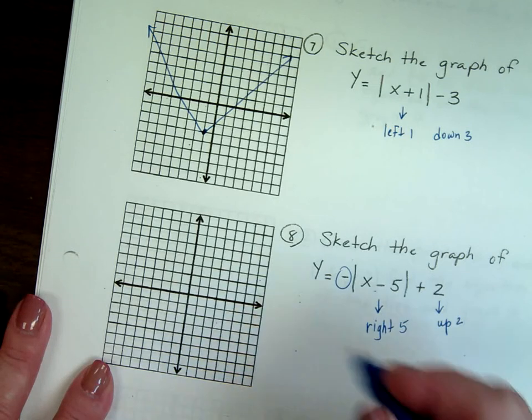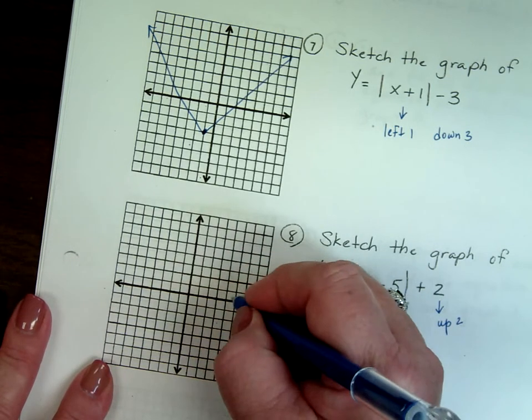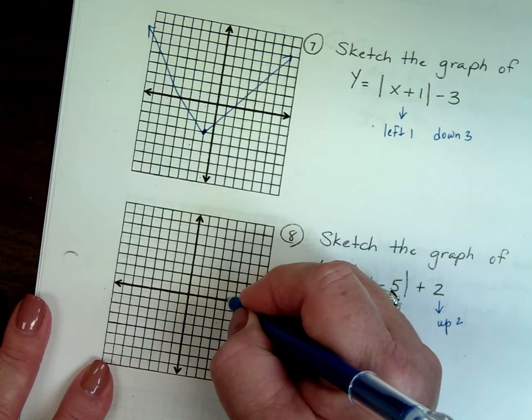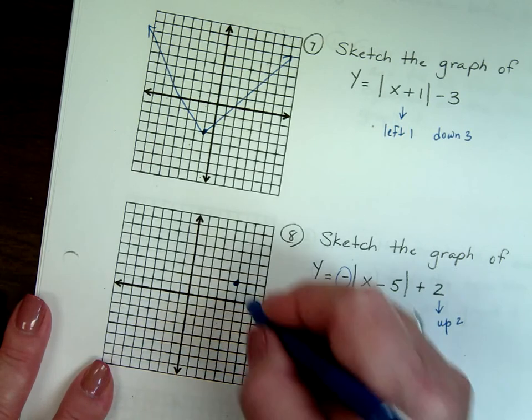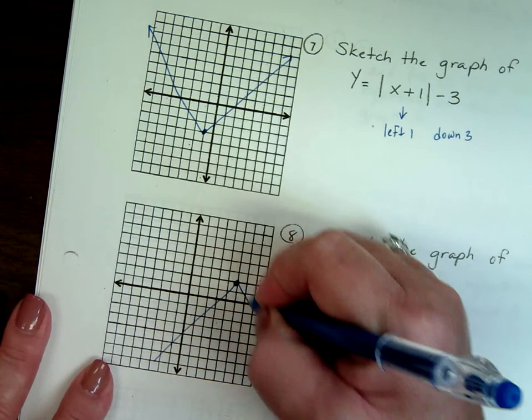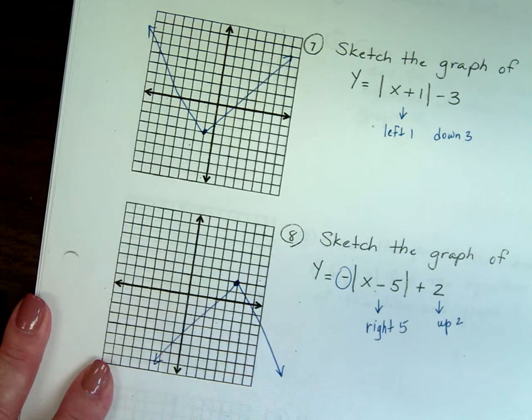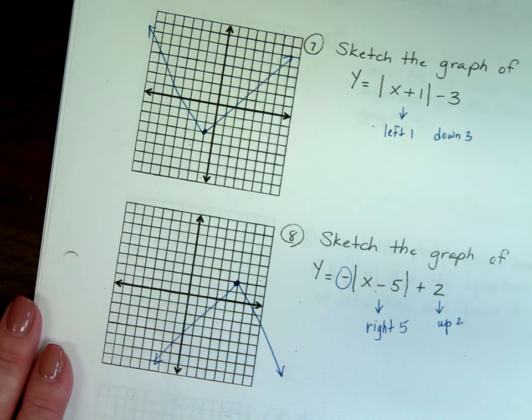Let's try that first. Start here, let's go right 5, 1, 2, 3, 4, 5, up 2. But it's got to be upside down because of the negative. It flips. My V is now fallen over.